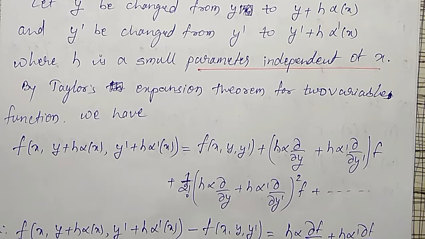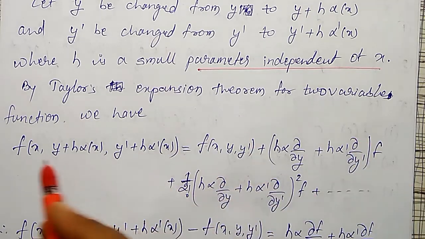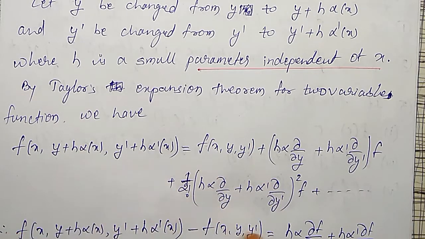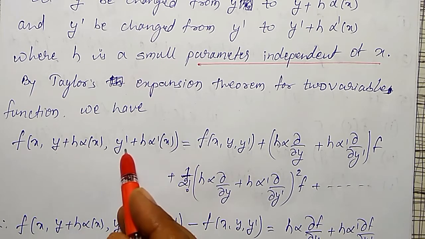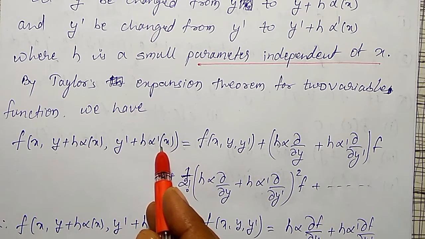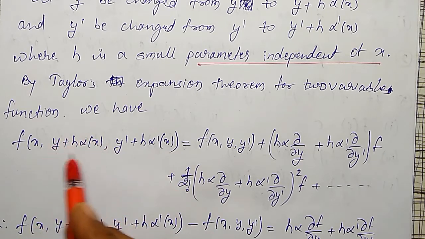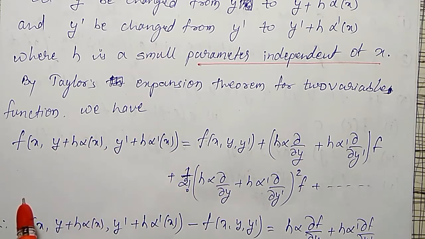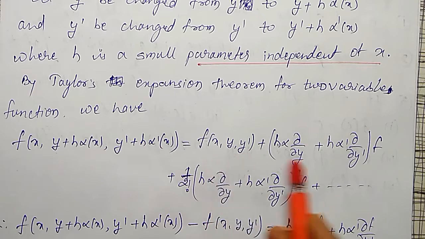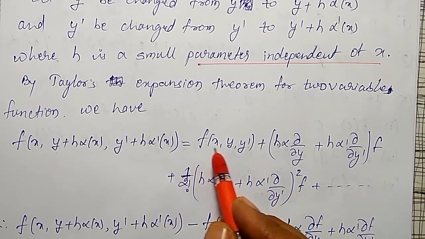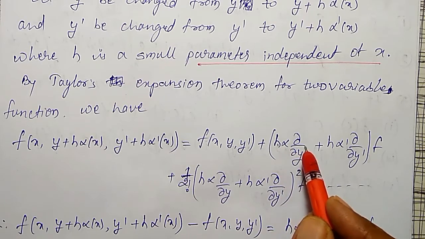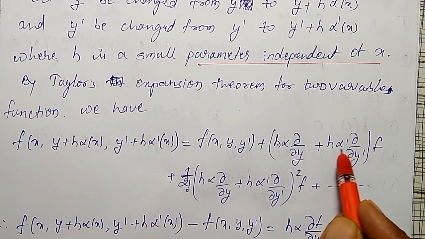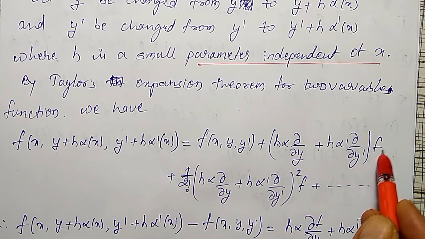Therefore, by Taylor series expansion of two variables, it is given by f of x, y plus h alpha of x, y dash plus h alpha dash of x. Here y and y dash are the two variables. For that I am giving the function as f of x, y, y dash plus h alpha dou by dou y plus h alpha dash dou by dou y dash of f.